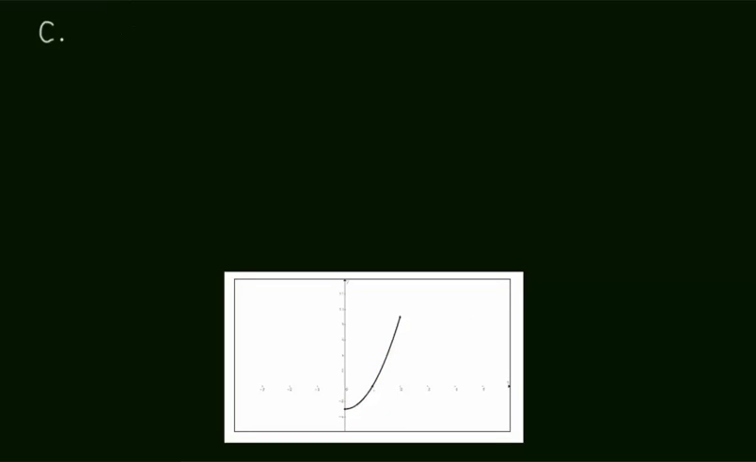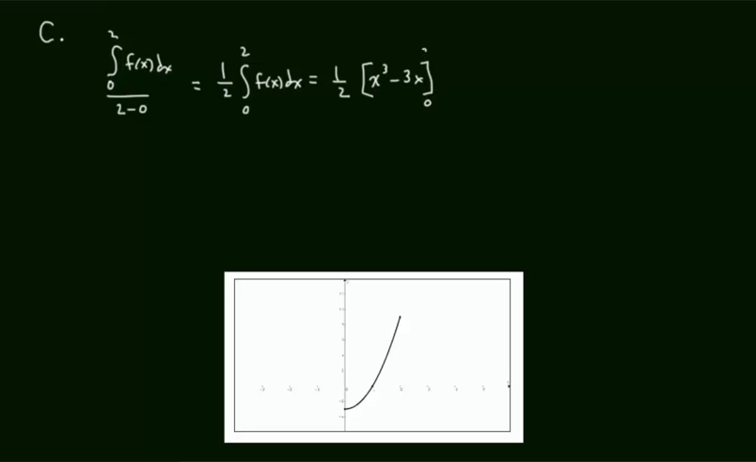Part C wants us to find the average value of f on the interval 0 to 2. So that's going to be the integral over the interval. Let's do this by hand. First, let me write it like this, because this is how it's often presented. So I have 1/2. I'm going to take the antiderivative, and the antiderivative is x cubed minus 3x, and I will evaluate that from 0 to 2.